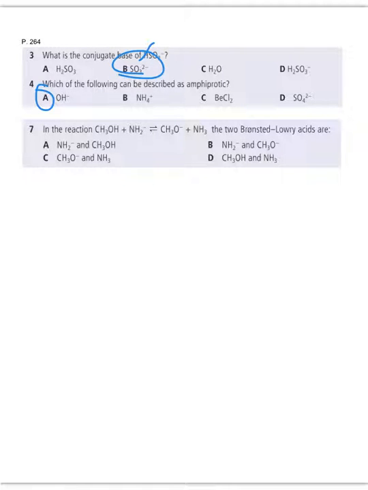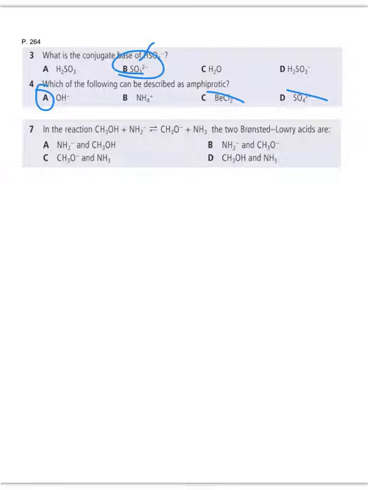B, NH4 can lose a hydrogen, but it cannot gain a hydrogen and become NH5. Nitrogen can't expand its octet. BeCl2 also cannot have an expanded octet. It can only bond 2 single bonds, so that's full. And SO4 has no hydrogen to lose. So C and D are kind of ridiculous because there's no hydrogen to give up, so we know they can't be acids. And NH4 has hydrogen to give up, but no more room to gain hydrogen. So only A could be described as amphiprotic.